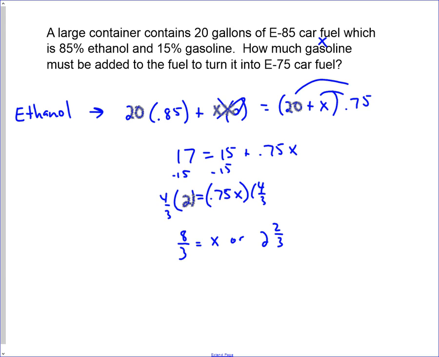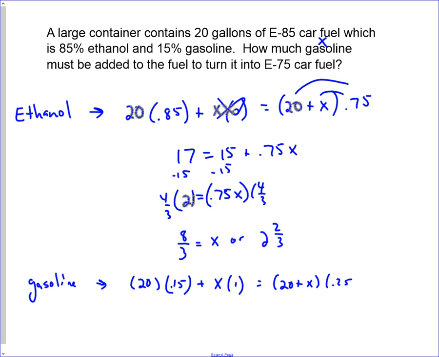But it turns out that you could do this another way, which is using gasoline. And if we did a gasoline equation, we'd start the same way, except now instead of having 85% gasoline, it's 15% gasoline. And instead of adding 0% ethanol, we're adding 100% or 1 gasoline. And then we end with the same 20 plus x, but instead of being times 0.75, as the amount of gasoline, it's times 0.25.